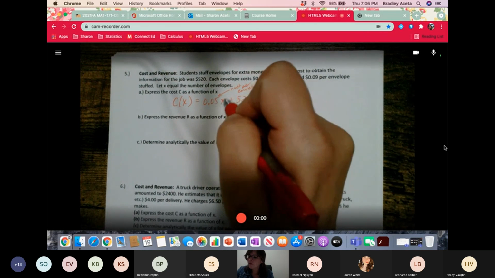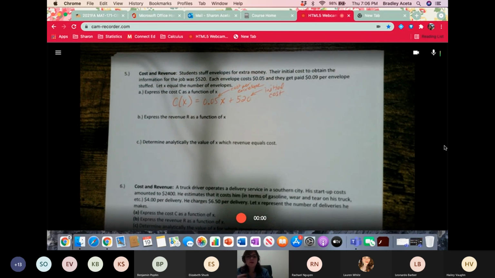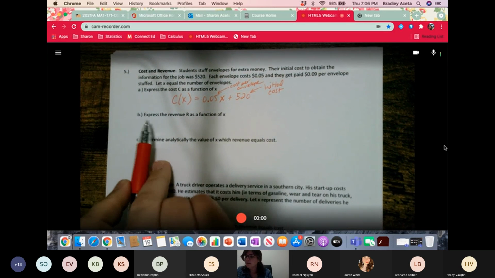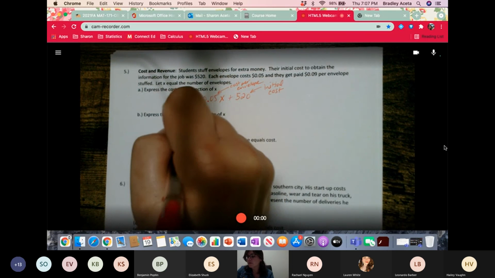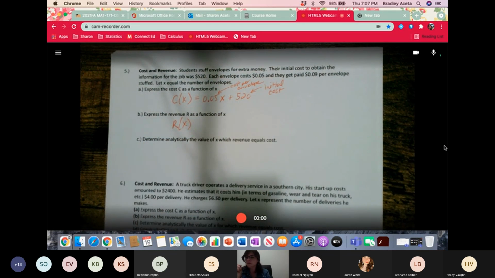And then obviously x is your number of envelopes. So we just expressed your cost function. Very easy: 0.05x plus 520. Now express the revenue as a function of x. So revenue is capital R of x.